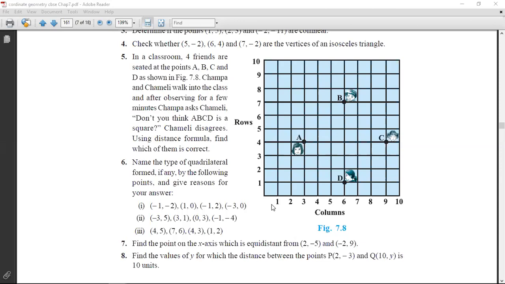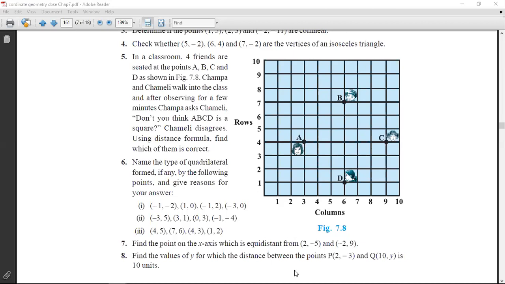Here we have two axes: the x-axis, the horizontal axis, and the y-axis, the vertical axis, right? So the A point has x as 3, which means y is 4, so 3, 4. And B position is x is 6 and y is 7. And C is x is 9 and y is 4, and D location is x is 6, y is 1. Okay, these are the four points with exact positions.